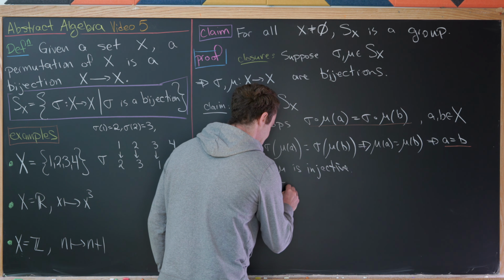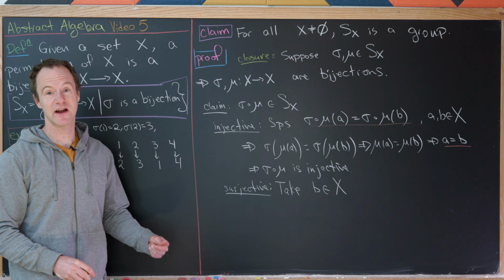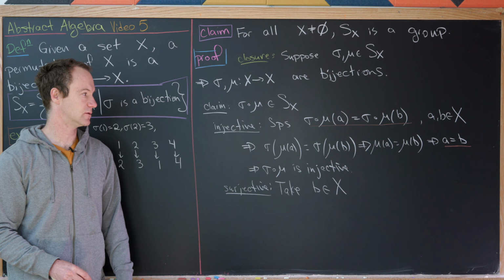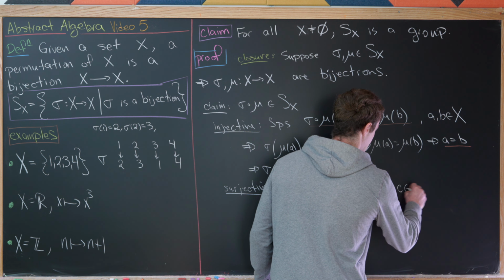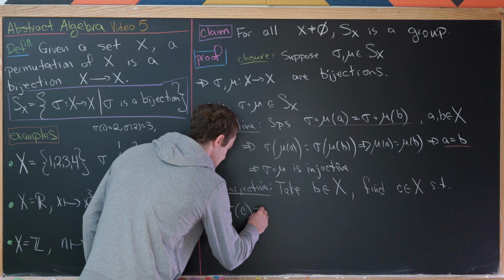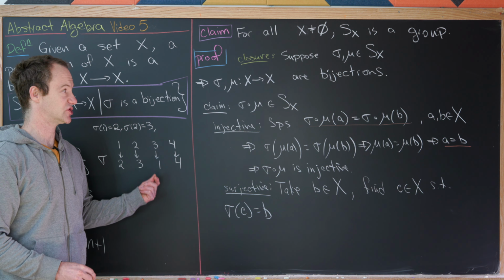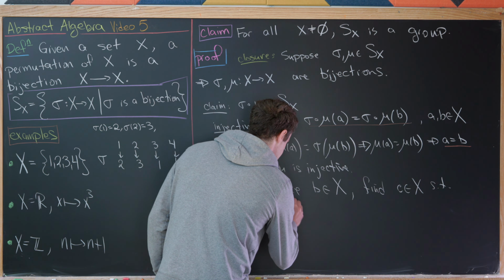Well, let's take some arbitrary b in x, and we want to find a preimage for that b that gets mapped onto by sigma composed with mu. So the first thing that we want to do is find something that I'll call c in x such that sigma of c equals b. That's possible because sigma is surjective by our assumption. And then also we'll find an a in x such that mu of a equals c.